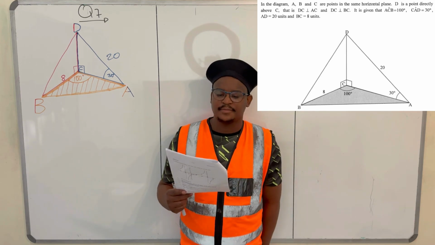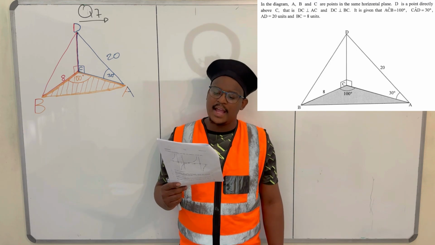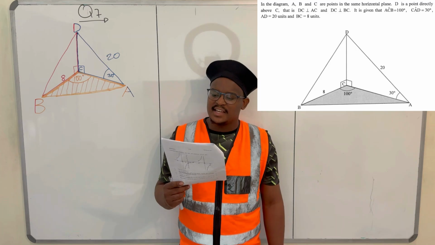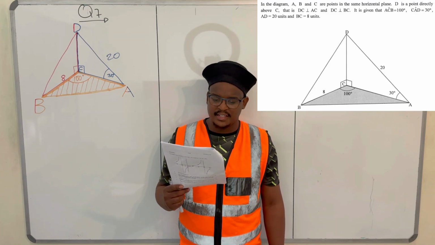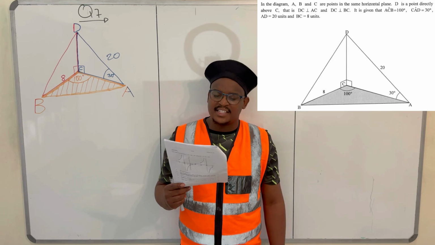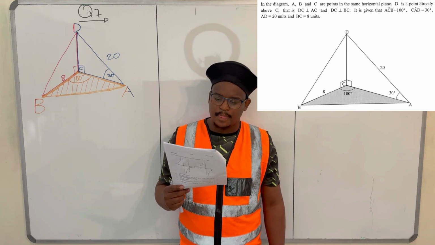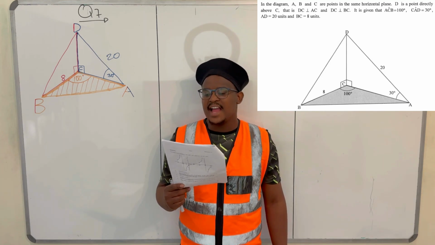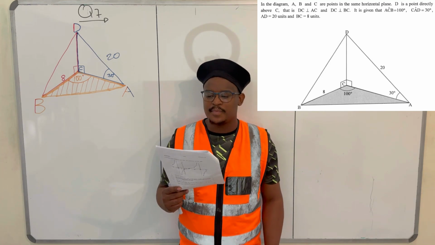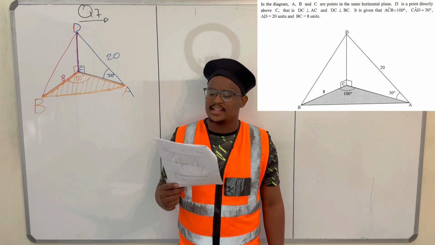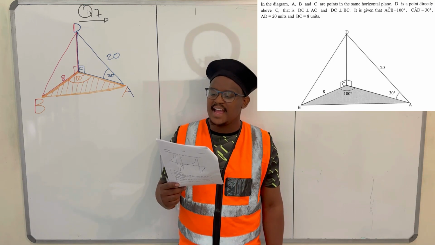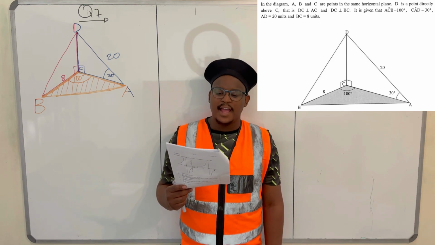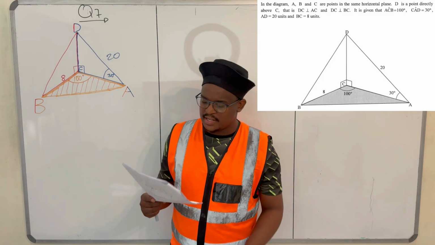Let me read this again. In the diagram, A, B, and C are points in the same horizontal plane. It is given that D is directly above C. That is, DC is perpendicular to AC and DC is perpendicular to BC. Angle C between AC and CB is equal to 100 degrees and angle A between CA and AD is equal to 30 degrees. AD is equal to 20 units and BC is equal to 8 units.